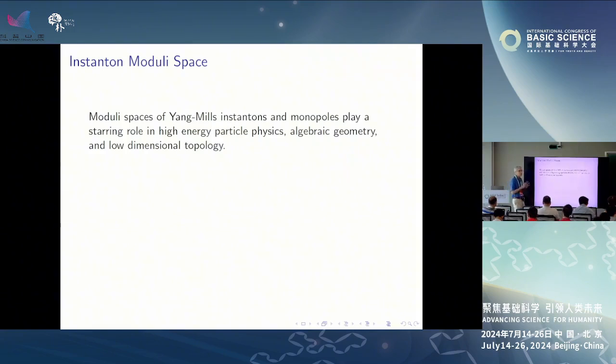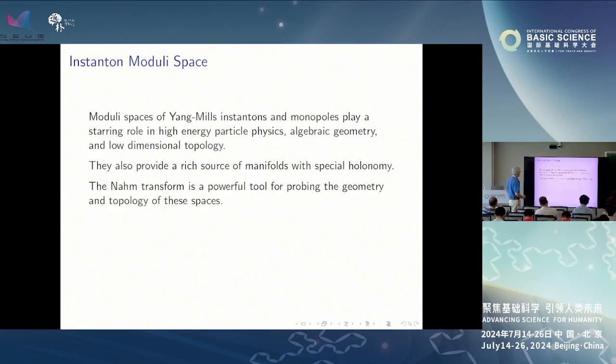In this talk, I won't talk about the applications of the moduli space. I'm just going to talk about how to probe the structure of it, which is what the Nahm transform is used for. I should also mention that these moduli spaces are also a rich source of manifolds, typically with special holonomy. So for people in the special holonomy world, these spaces are also of interest.